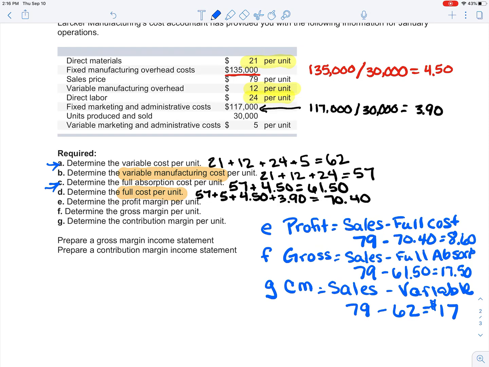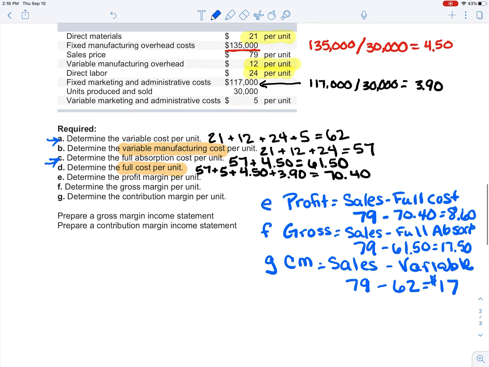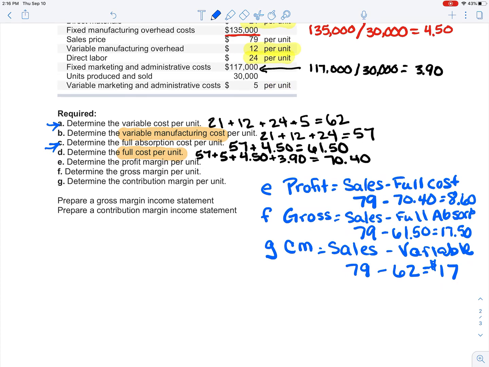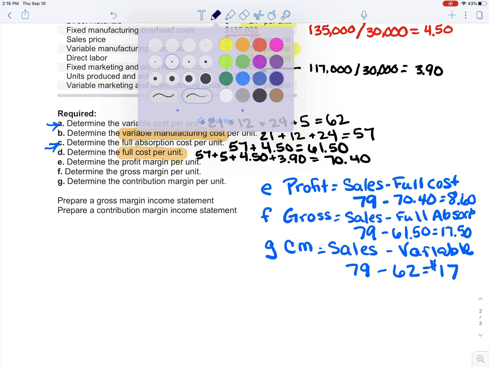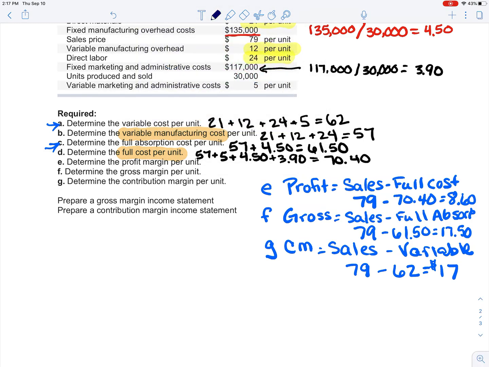The second part of this is now using this information and looking at the difference between a gross margin income statement and a contribution margin income statement. So let's look at those now. In your gross margin income statement, we'll change colors here so you can see the difference. We'll just make it a little darker. And we're going to look at this income statement for the gross margin.